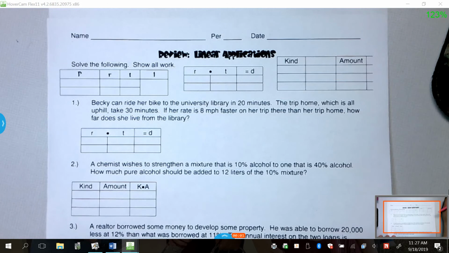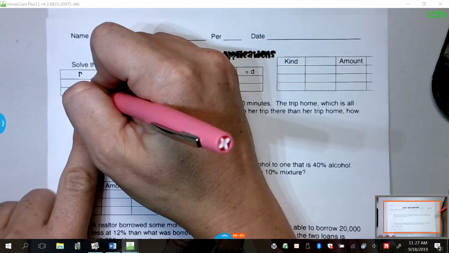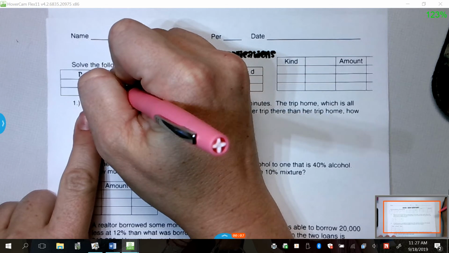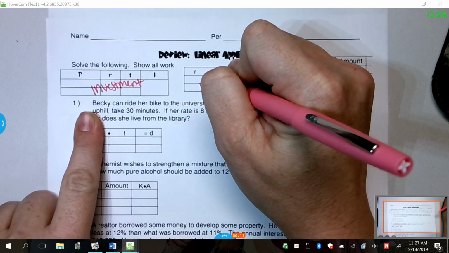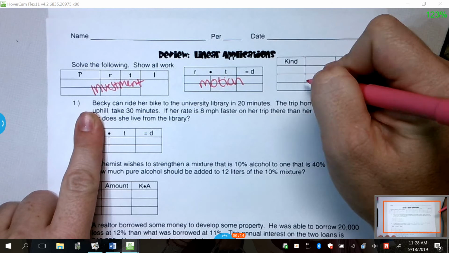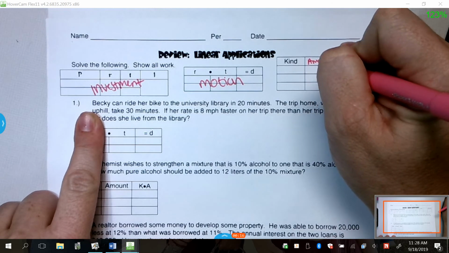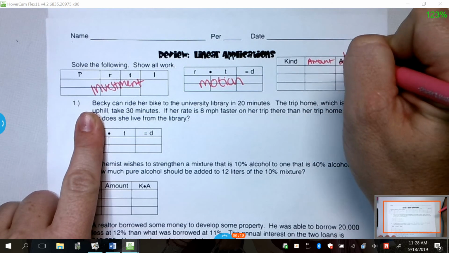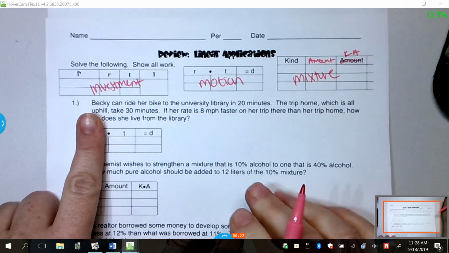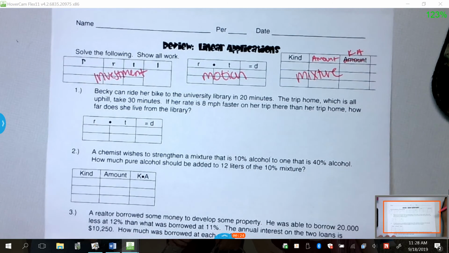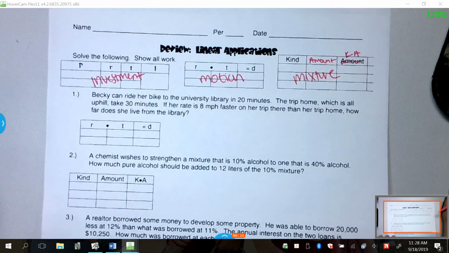All right, y'all, linear applications test is coming up. Okay, so just as a reminder, this is your investments table. Okay, this is your motion. And this is your, I know mine's messed up, this should be amount. This should be K times A. So this is your mixture. Okay, your word problems are gonna tell you what you're doing.